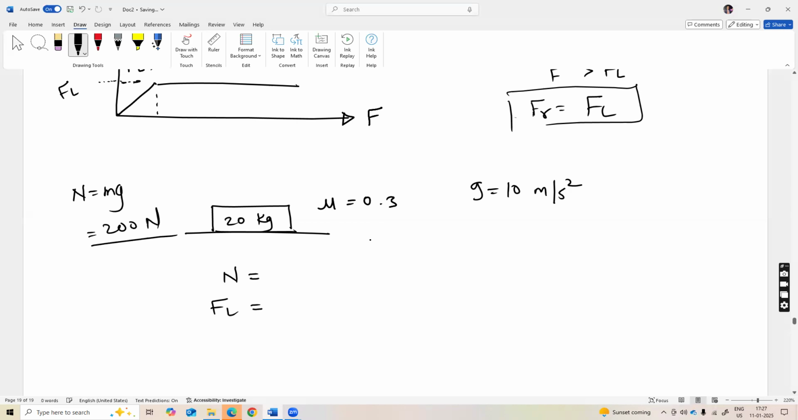Correct, it is 200. And Fl is mu N, so it is 0.3 into 200. That is 60. It is correct.